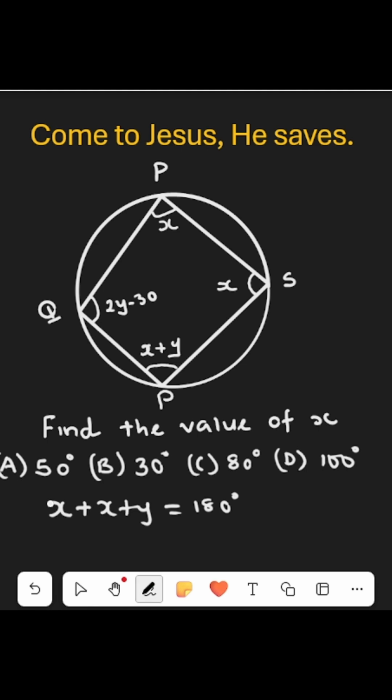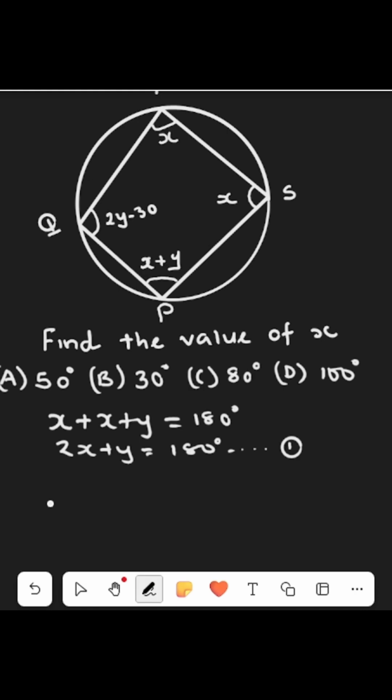x plus x will give us 2x. We can say 2x plus y equals 180 degrees. This is our equation 1. We can also say 2y minus 30 plus x equals 180 degrees.